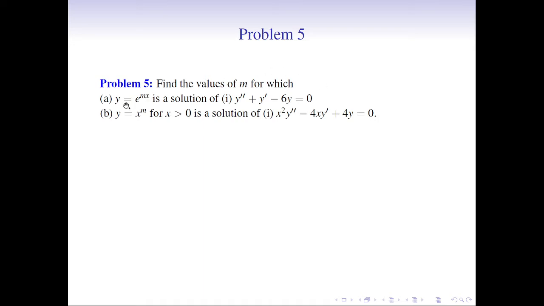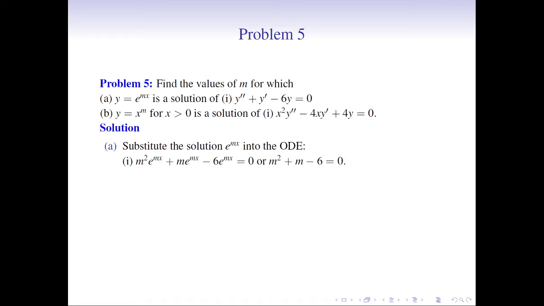So one of the most natural things to do is to substitute the value of y over here, because it is given to us that this satisfies this equation. So let us do that. So substitute the solution e raised to mx into the ordinary differential equation, and by that we get this. The double derivative of e to the mx is m square e to the mx plus derivative of e to the mx is m times e raised to mx minus 6 e raised to mx equal to 0.